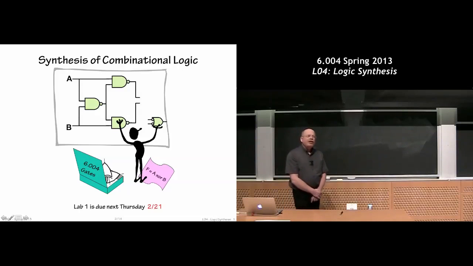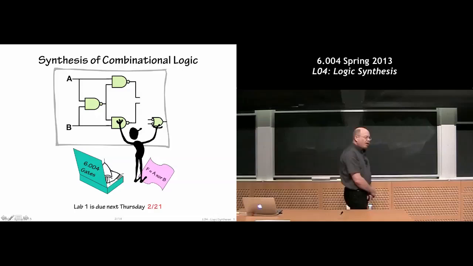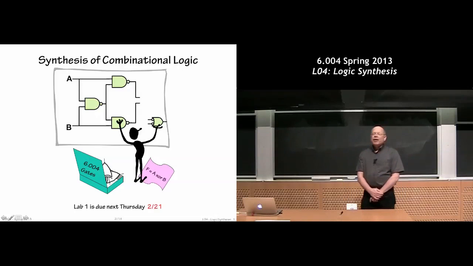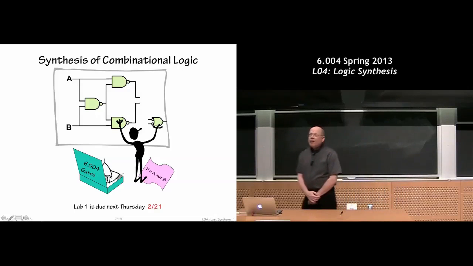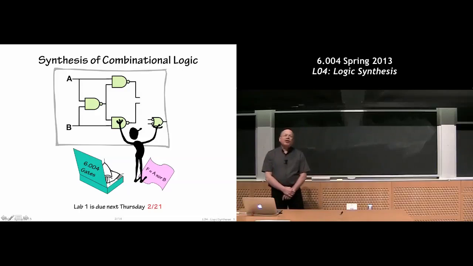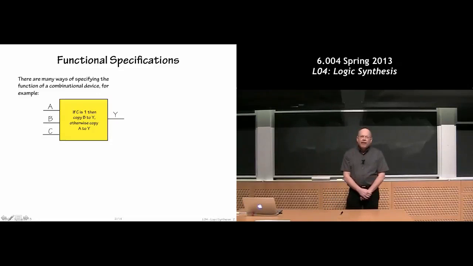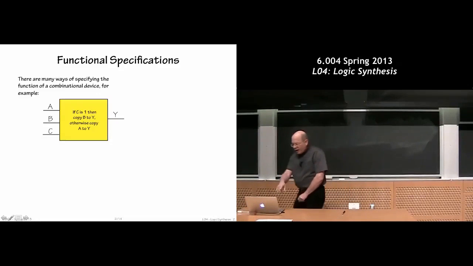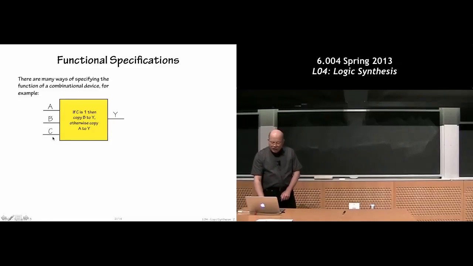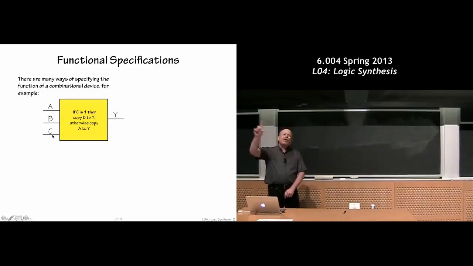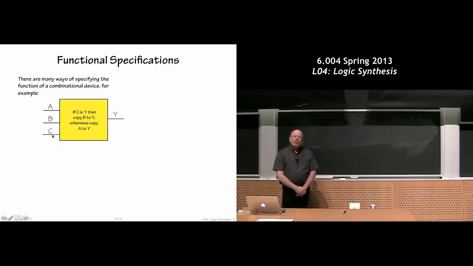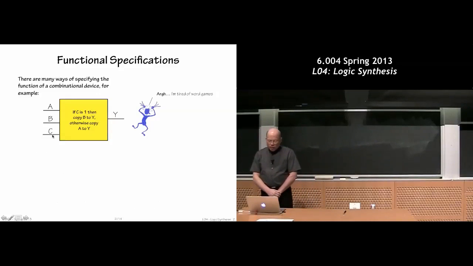So today we're going to put our finishing touches on our investigation in how to build combinational logic to implement almost any sort of functionality that we want. So we talk about combinational logic as having a functional specification. And here we have a little word diagram that says, look, the description of this yellow box is that if the value of C is 1, we want the value of B to appear on the output Y. Otherwise, we want the value of A to appear on the output Y.